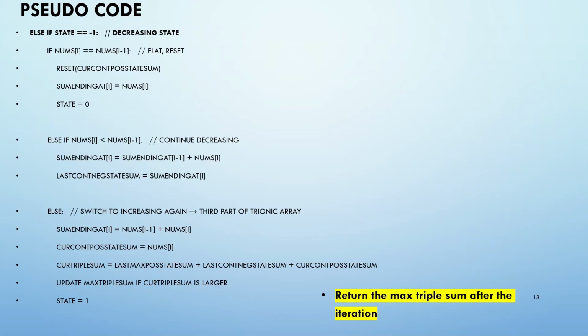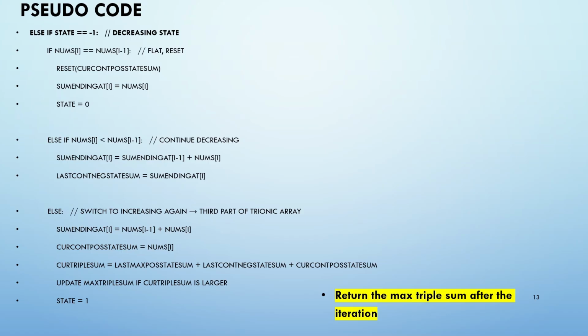So this is the third segment. In the third segment, the start will always capture a single element, which is nums of I. And since you are moving to the increasing state from the decreasing state, you will always find a Trionic subarray, and the sum of the Trionic subarray will be a combination of the three segments. We will calculate that, update our maximum triple sum, and change the state to positive, obviously.